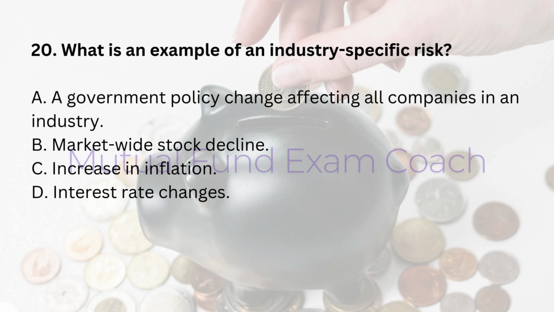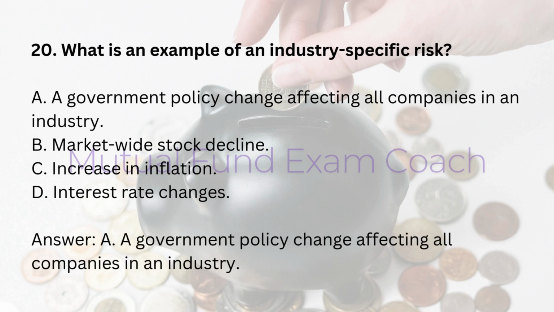20. What is an example of an industry-specific risk? A. A government policy change affecting all companies in an industry. B. Market-wide stock decline. C. Increase in inflation. D. Interest rate changes. Answer: A. A government policy change affecting all companies in an industry.